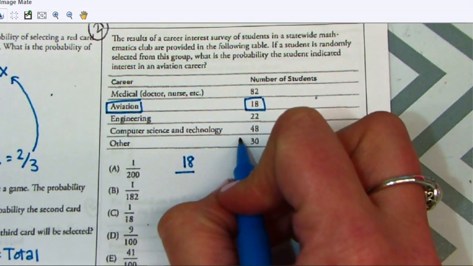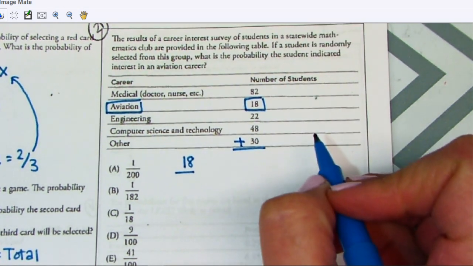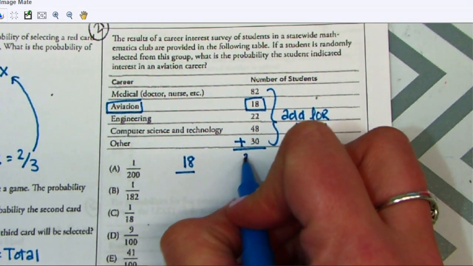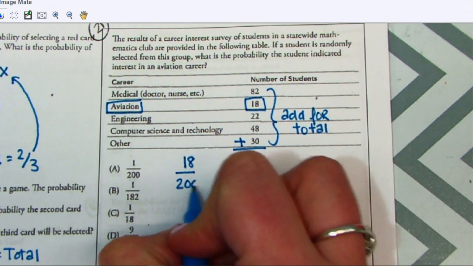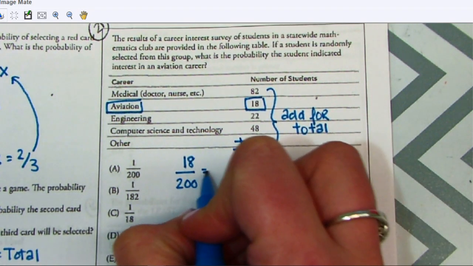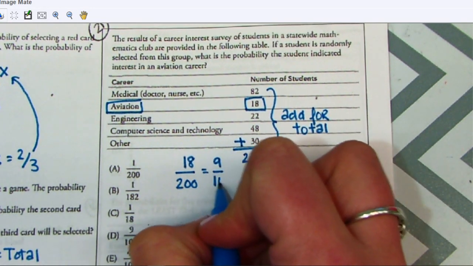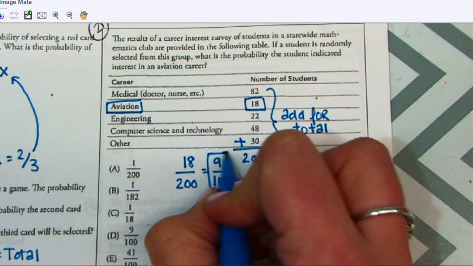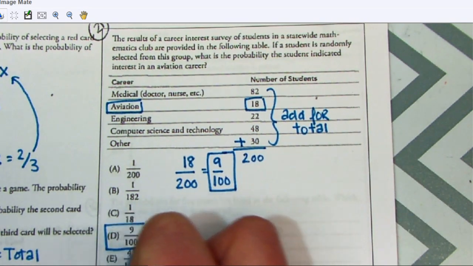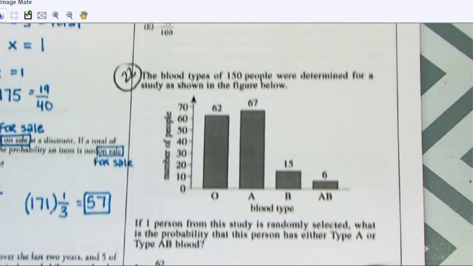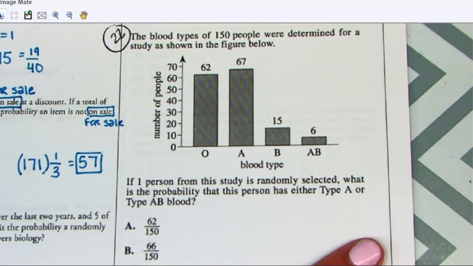So what we want to do is basically add all of the kids that were tested. In order to put the number on the bottom, we have to add all the kids that participated. Well, if we add up all the students, we have 200. So 200 is our denominator. However, that's not an answer choice. So 18 over 200 reduces to 9 out of 100, which is how many students are interested in aviation. Remember, always reduce your fraction. Probability is always simplified because it represents a ratio.